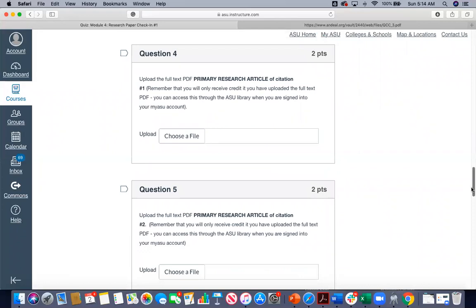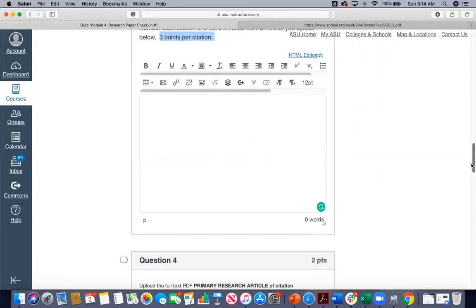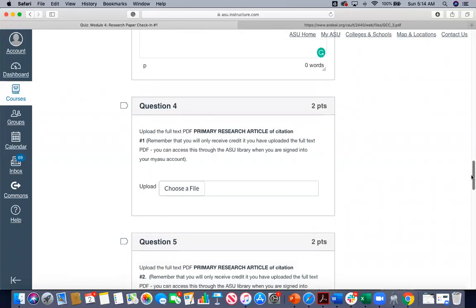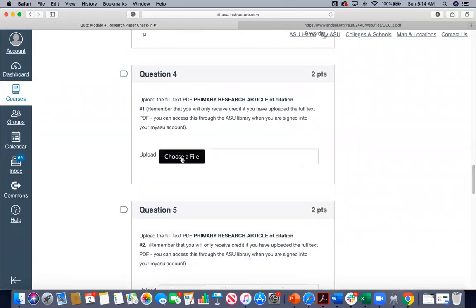Then for the remaining questions, you're actually going to upload your full text PDF article that matches up to each of your citations. So you'll have citation number 1, and then you'll have that full text article that matches up with that. This is for me to actually see each of your articles, make sure that they're primary, and make sure that they are actually helping you answer your research question.